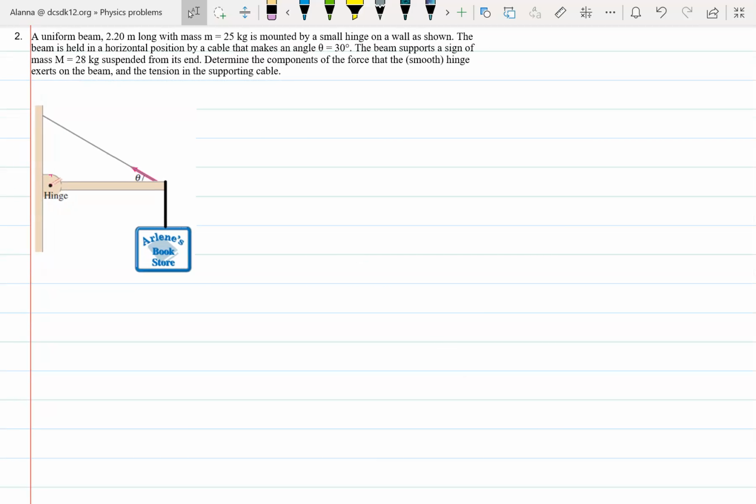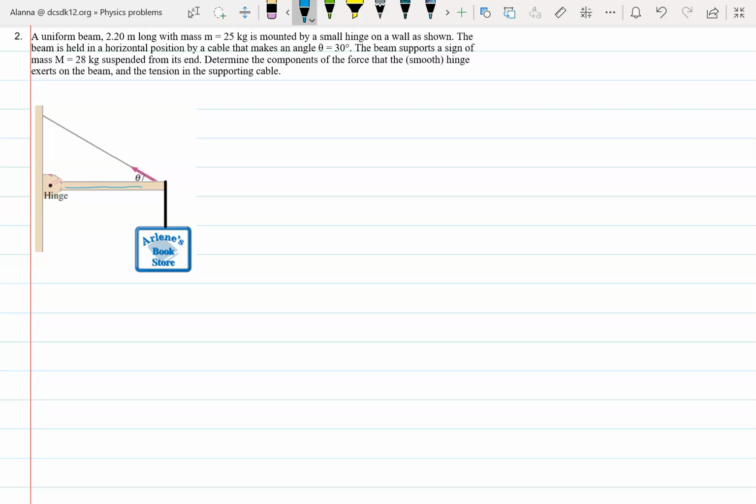So we have a uniform beam, that's this thing here, 2.2 meters long with a mass of m equals 25 kilograms, is mounted by a small hinge on a wall as shown. The beam is held in a horizontal position by a cable that makes an angle of theta equals 30 degrees. The beam supports a sign of mass 28 kilograms suspended from its end. Determine the components of the force that the smooth hinge exerts on the beam and the tension in the supporting cable.